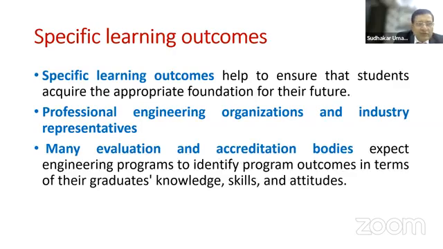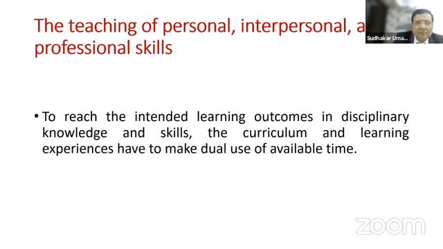Moreover, there are many evaluation and accreditation bodies, because for the teaching methods we have some bodies for inspection, called national accreditation bodies. Those bodies expect engineering programs to identify program outcomes in terms of graduates' knowledge, skills, and attitudes. The teaching of personal, interpersonal, and professional skills. So these are very important. How is this teaching of personal, interpersonal, and professional skills done?